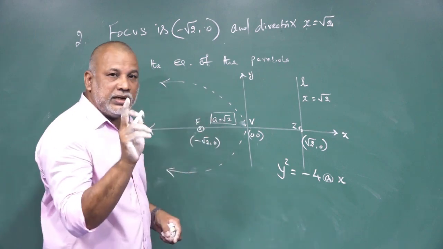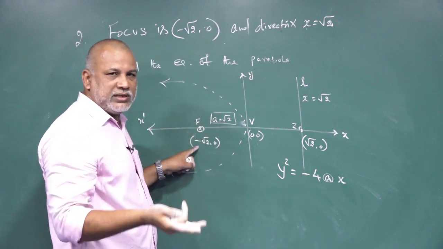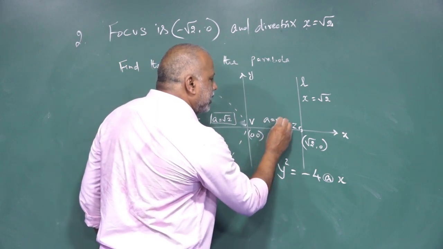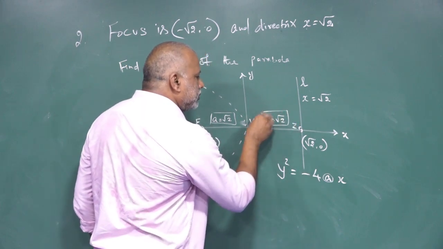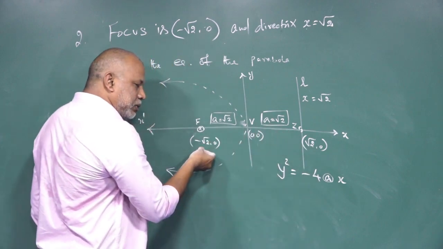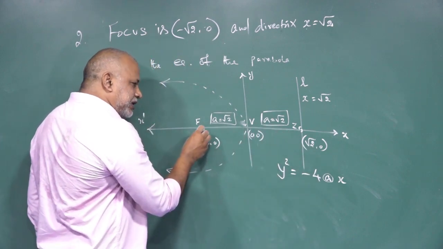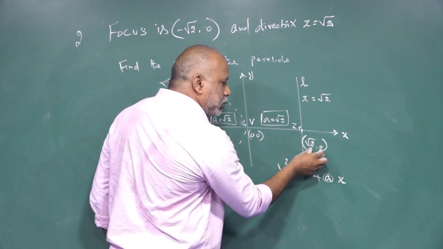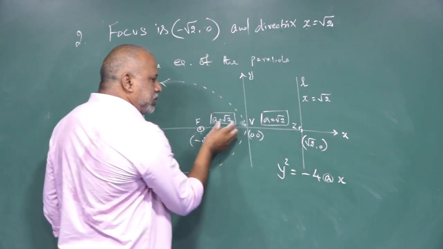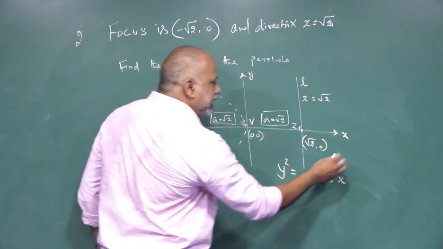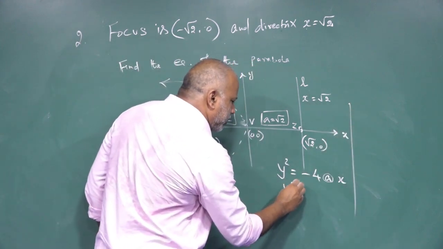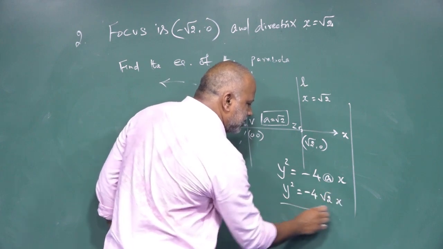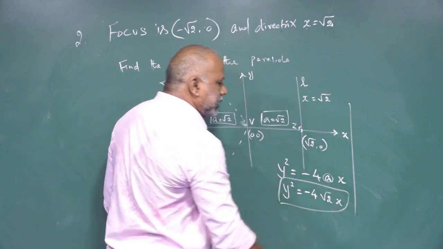We need the distance, so we do not use the negative. It is the distance. See, the same distance must be here also. A equal to root 2. So here root 2, here minus root 2 because the focus is placed on x dash. Here Z is placed on the x-axis, so this is (root 2, 0). So a must be root 2. Just substitute here, we get y squared equal to minus 4 root 2 x. That's all.